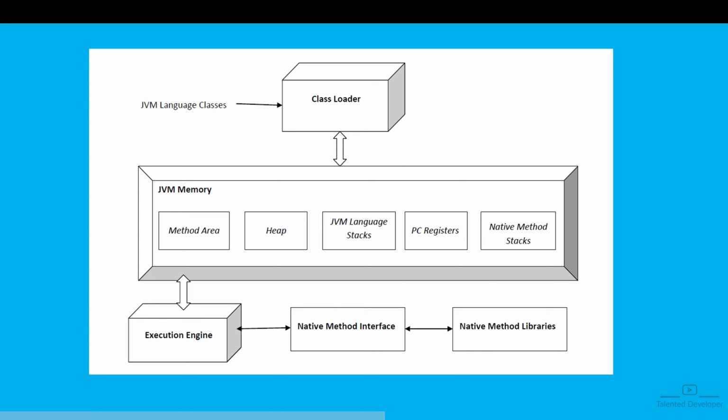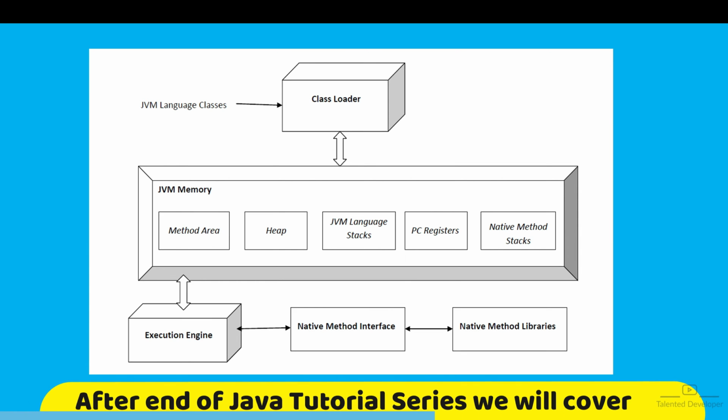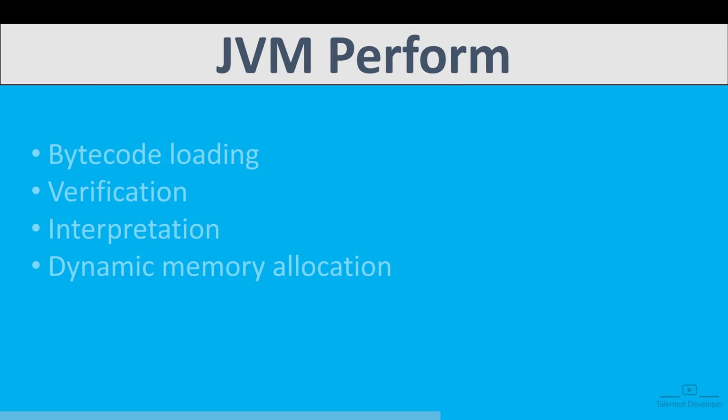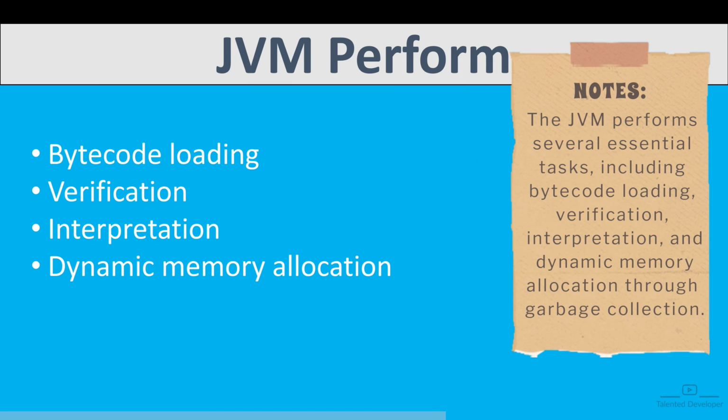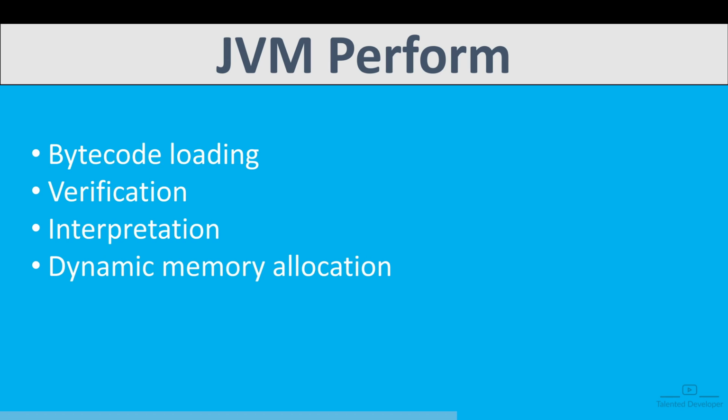If you see the architecture, this is the architecture of the JVM. The JVM abstracts away the hardware and operating system differences and provides a consistent runtime environment for Java applications to run on any platform. That means once you have a .class file, you can run it on any platform. Here we have the class loader, which interacts with JVM memory, and many processes happen here. Currently we are not going to discuss it in detail; we will cover it in a separate video in future. The JVM performs several essential tasks, including bytecode loading, verification, interpretation, and dynamic memory allocation through garbage collection. It ensures that Java programs run smoothly and efficiently across various environments.